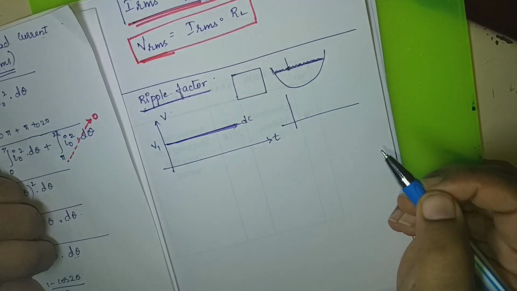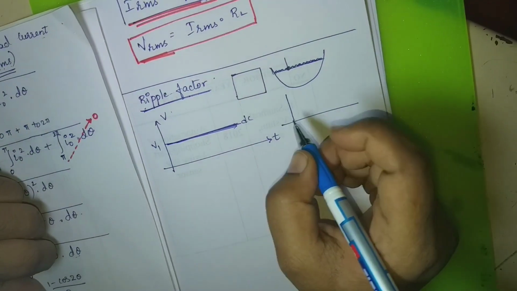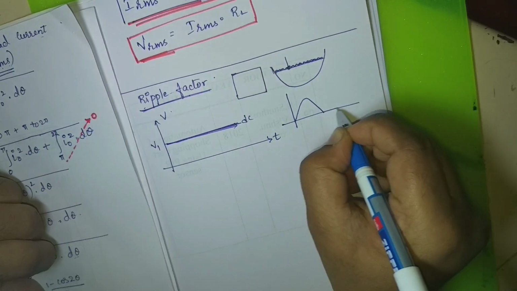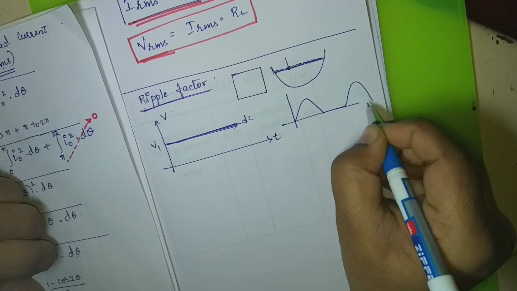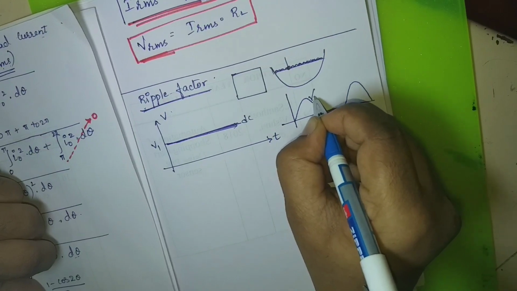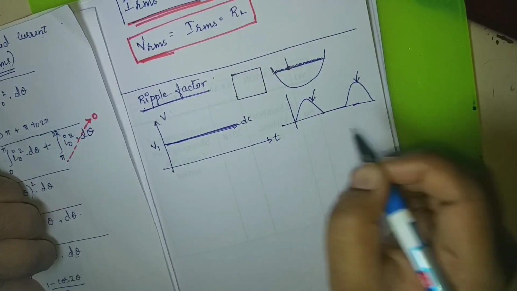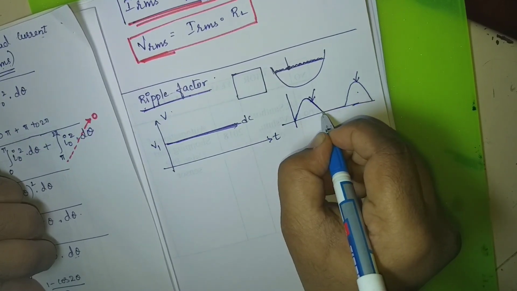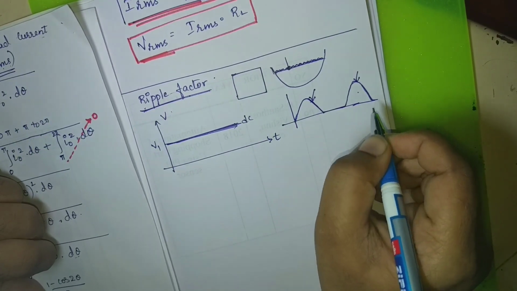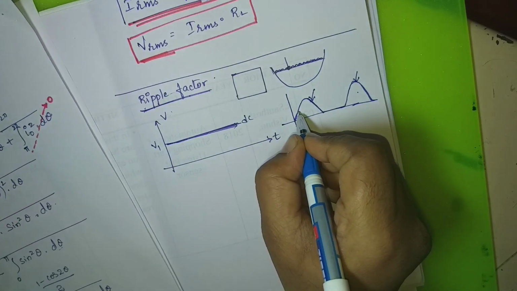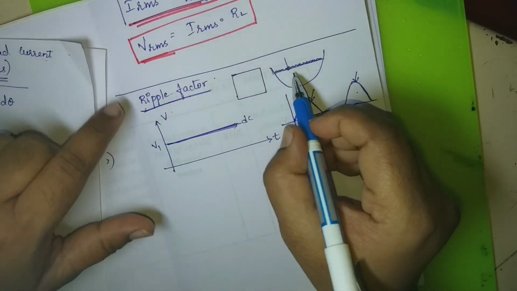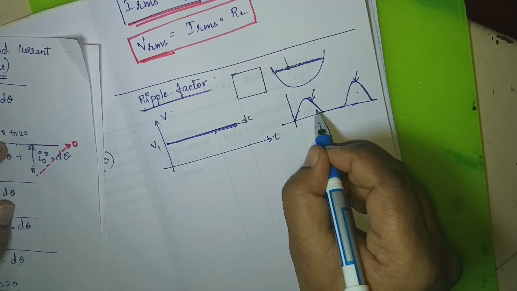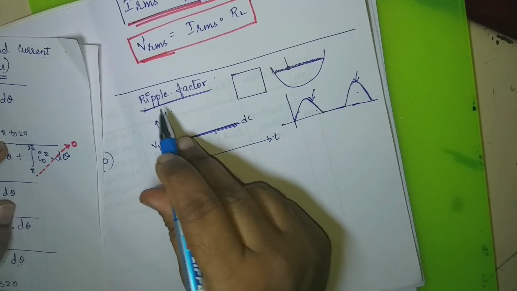I told you while defining the rectifier that it has two steps. One is the conversion of AC to pulsating DC. So this is how your DC is obtained. This is the output DC that you are taking. In this DC you have the ripples. These are the ripples. The presence of ripples in your DC signal is called ripple factor.